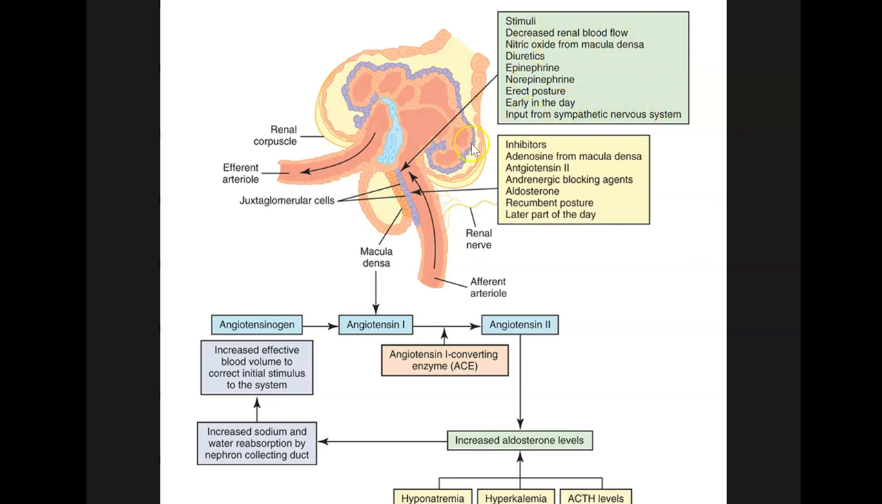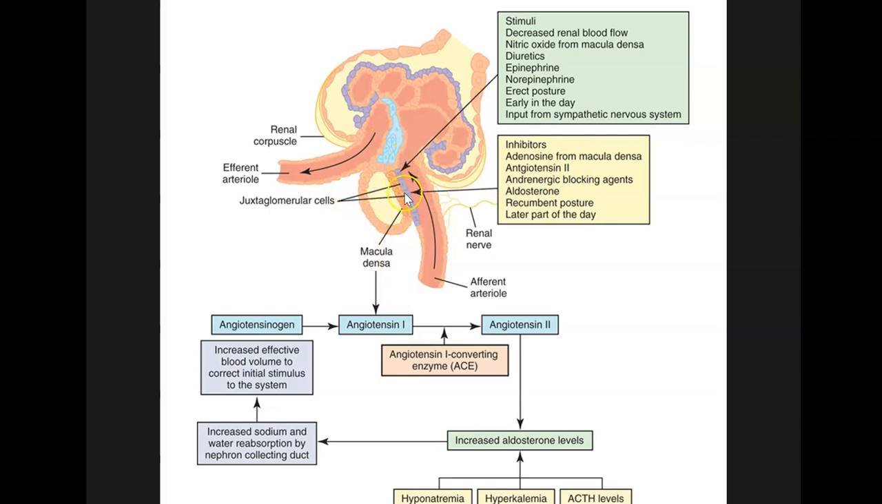So any of these stimuli here will stimulate these juxtaglomerular cells. Okay, the inhibitors are adenosine from the macula densa, angiotensin II, adrenergic blocking agents, aldosterone, and recumbent posture, that means laying down in the later part of the day. Okay, and so the stimuli are going to basically make you produce more urine, and inhibitors make you produce less urine.